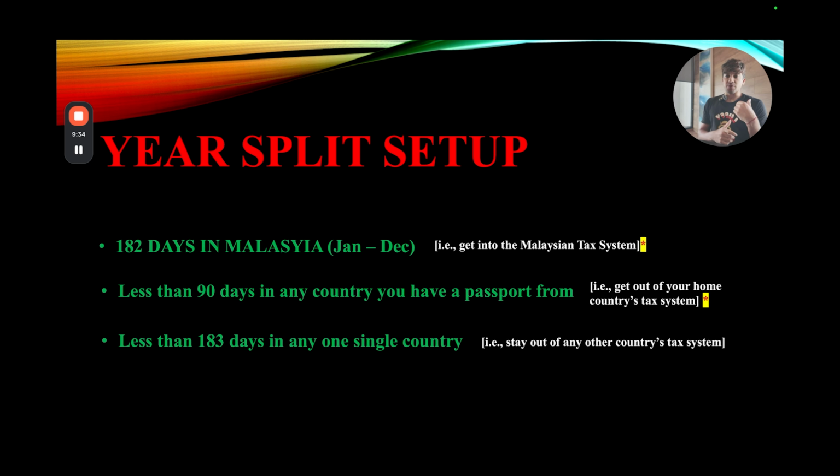So how do you get out of your home country's tax system? This is step 2. If you spend less than 90 days in any country you have a passport from, so your home countries. Now, this is not entirely true, and it depends a lot on what country you're in. In the UK, usually less than 90 days is fine, but there's a test called the SRT, the Statutory Residency Test, that you need to take to make sure that 90 days is okay. Sometimes you can get away with spending less than 120. Sometimes it needs to be less than 45, so be careful.